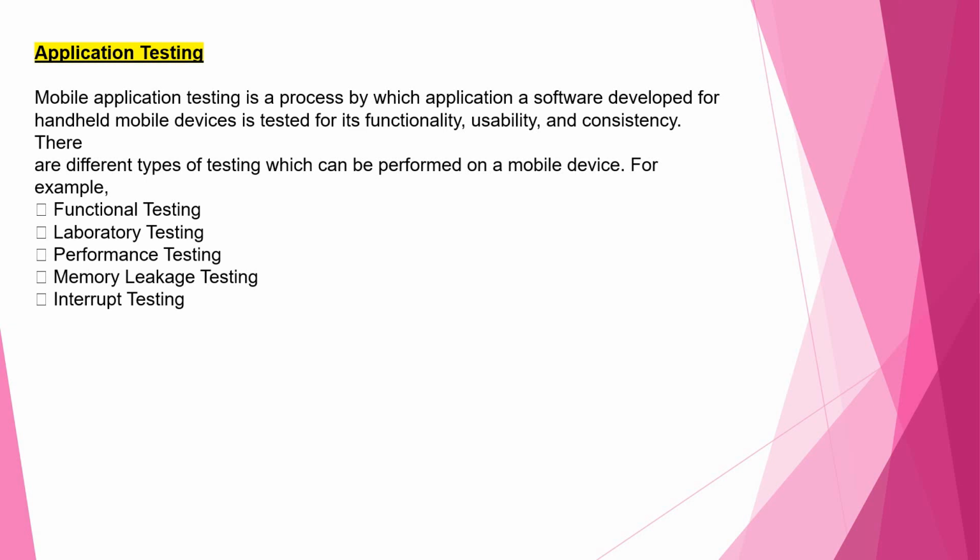Now we have application testing. Mobile application testing is a process by which an application or software developed for handling mobile devices is tested for its functionality, usability, and customer testing. There are different types of testing which can be performed on a mobile device, for example functionality testing, laboratory testing, performance testing, memory leakage testing, and interrupt testing.